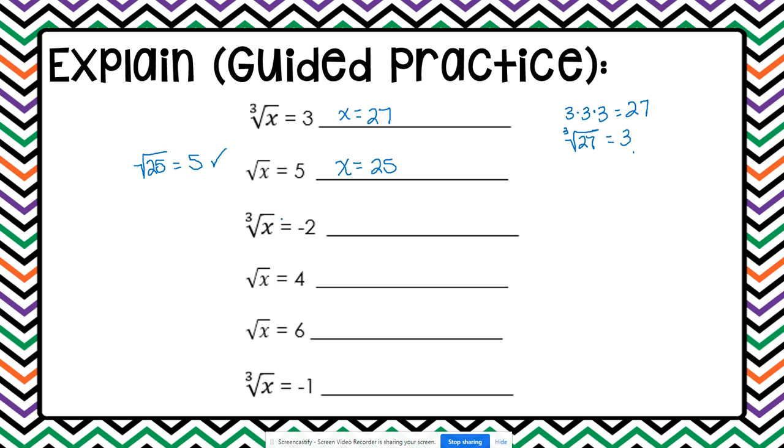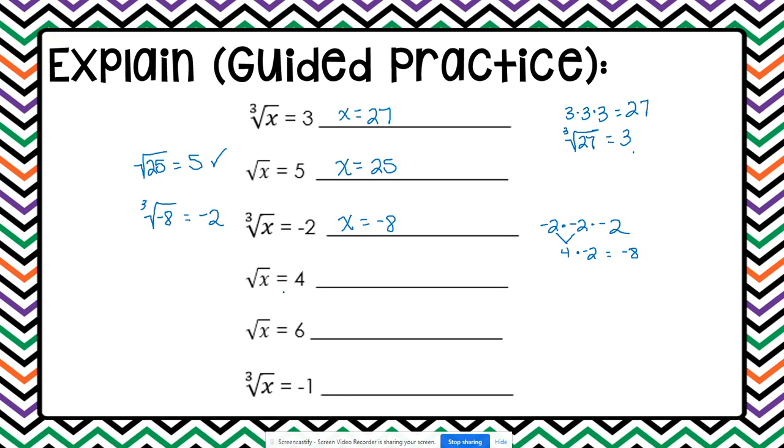Now for the cube root of x, if I know that the cube root of x is negative 2, then I need to do negative 2 times negative 2 times negative 2. Well, negative 2 times negative 2 is positive 4, but remember positive 4 times negative 2 is negative 8. So for this, I know that x equals negative 8. This makes sense because if I find the cube root of negative 8, I am going to get negative 2.